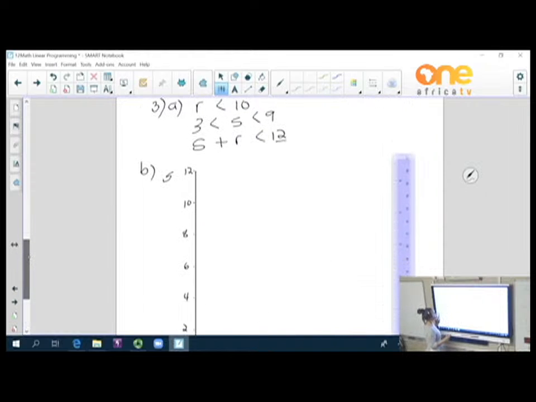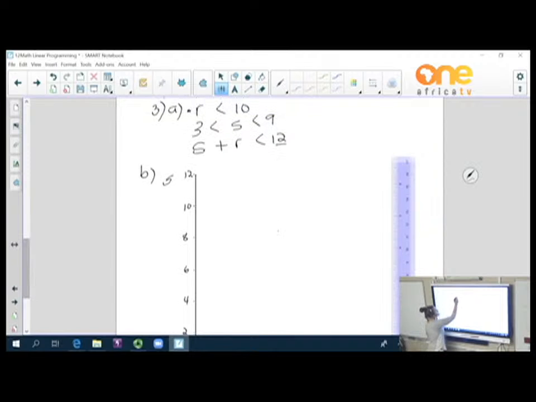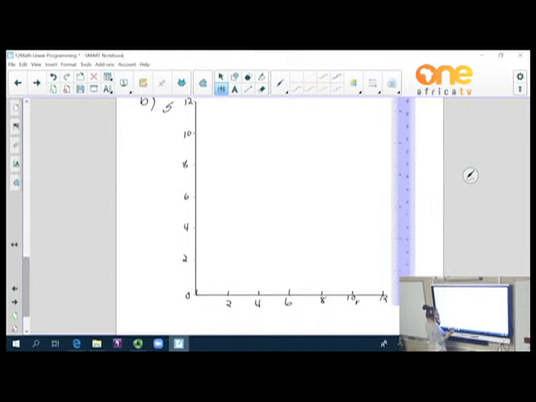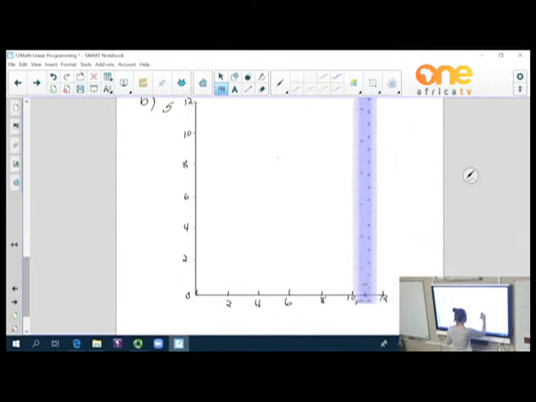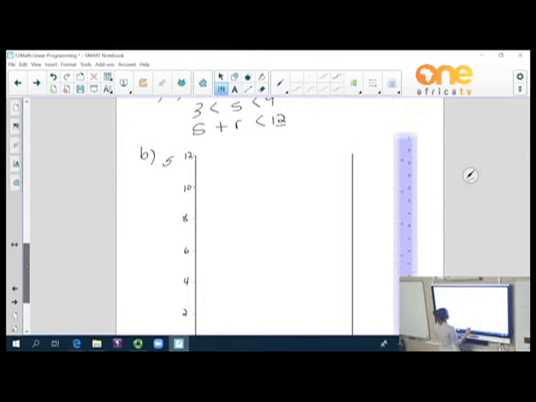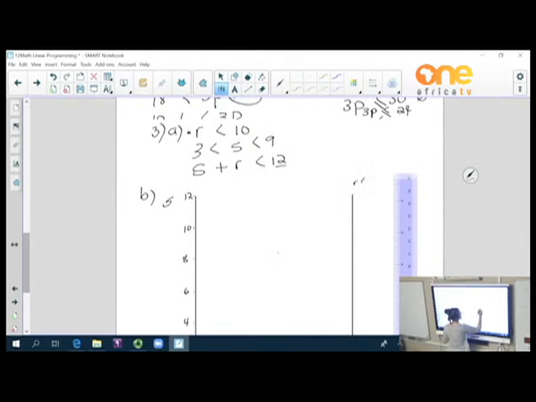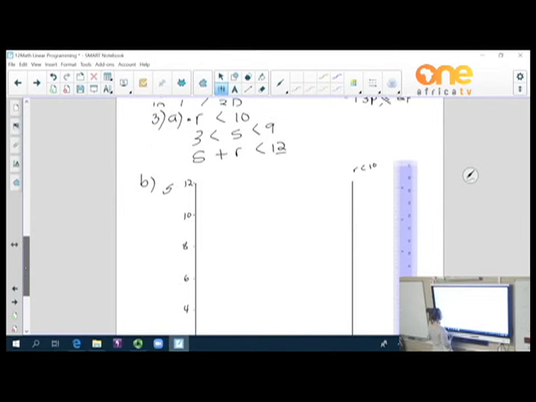R is less than 10. That's the first one. So where's our R? Here is R. So we will have R is less than 10. So we will draw our line. There we have it. This one is R is less than 10. Then we have 3 is less than S is less than 9.